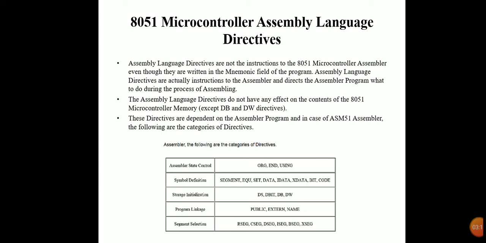And then program linkage, that is PUBLIC, EXTRN, NAME. And then segment selection is RSEG, CSEG, DSEG, ISEG, BSEG, XSEG. So these are the complete set of predefined assembly language directives of the 8051 microcontroller. Thank you for watching this video.